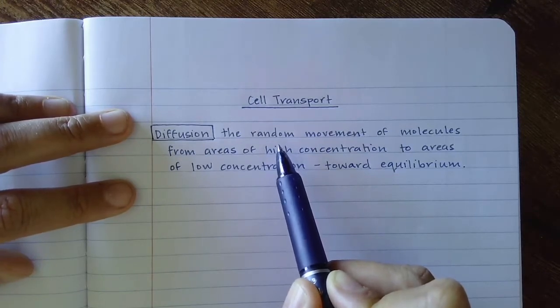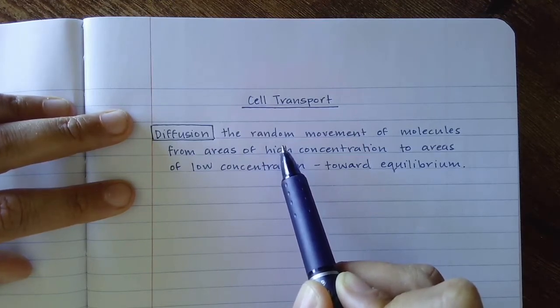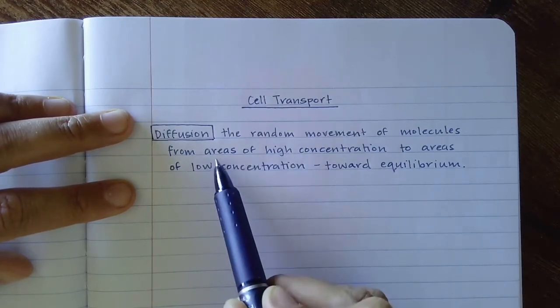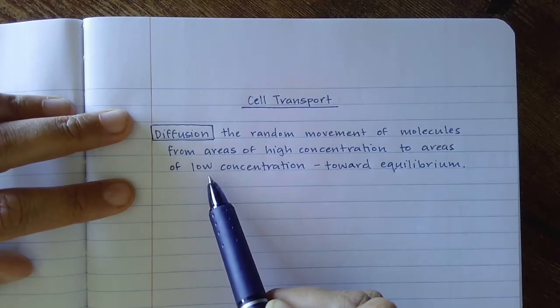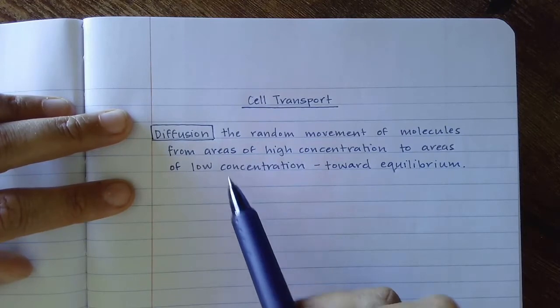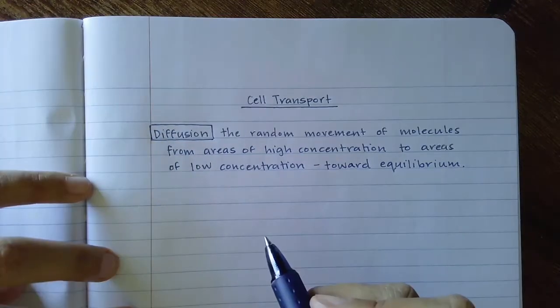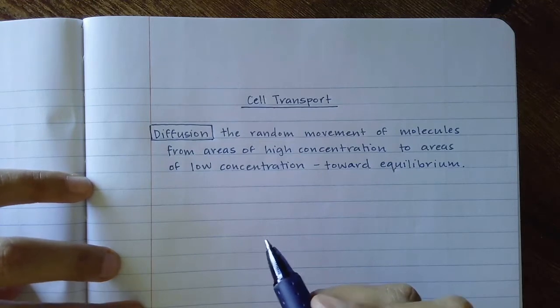We cannot predict which way any single molecule will move. However, we can predict the net or the general movement of molecules. And that's going to be from areas of high concentration to areas of low concentration. But to understand that, we're going to need to understand concentration. Concentration refers to the closeness of molecules.